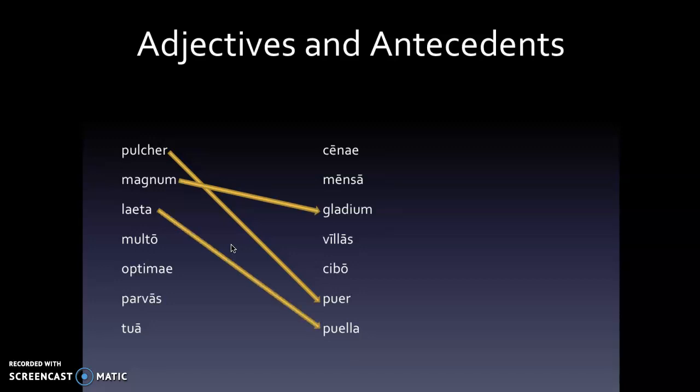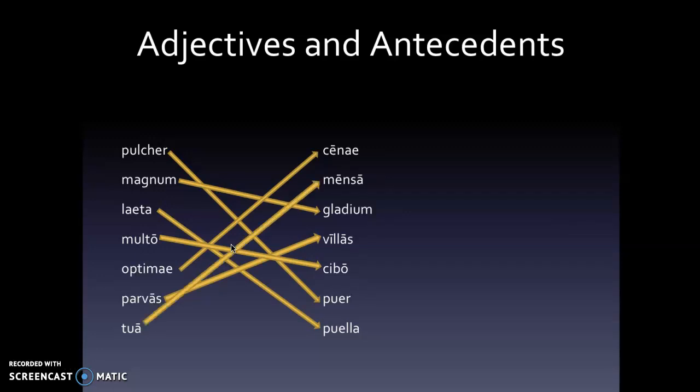Laeta and puella, both nominative, feminine, singular, and they look the same because they're both from the first declension. Same with multo cibo, they're from the same declension. Optimi cani, parvos servos, and tua mensa. These were all easy because they look the same. They all came from the same declension in addition to being the same case, number, and gender.